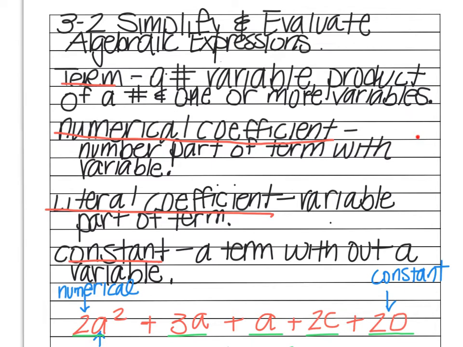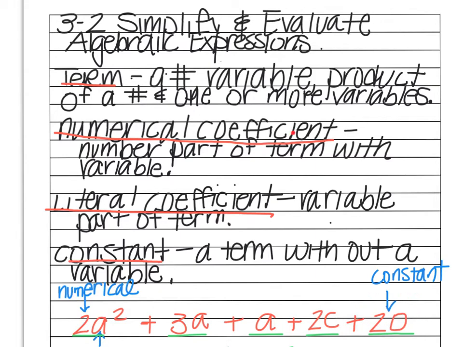So a term could be something like this right here. It has a number, it has a variable, and it has a product. So this is considered a term right here. This is also a term. This is also a term. This is also a term. And 20 is also a term.